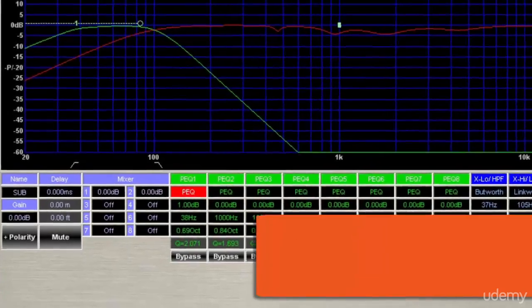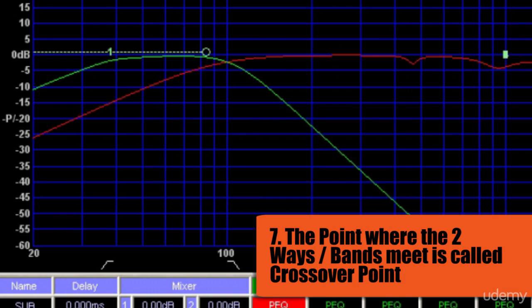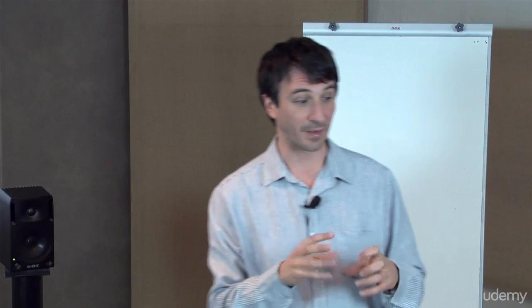So where the 2 ways meet, in this specific case between a sub and a loudspeaker and a normal top speaker, that point is called the crossover point. Now, some of the reason why I'm mentioning this terminology is that you have to get used to it, because later on we're going to speak about ways of drivers or crossover, and then you might be confused. So that's why I'm kind of going through the terminology.